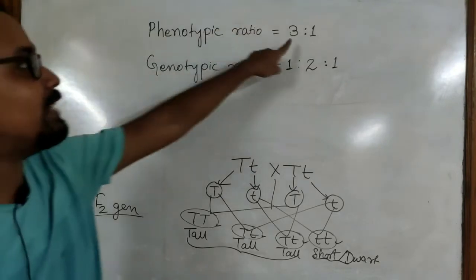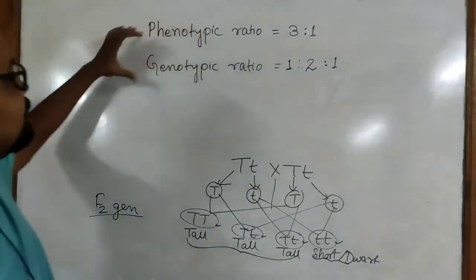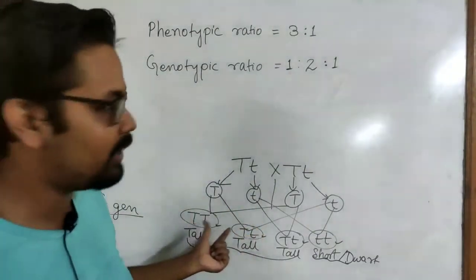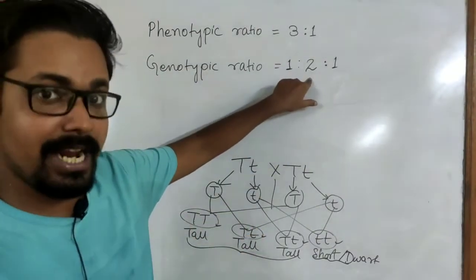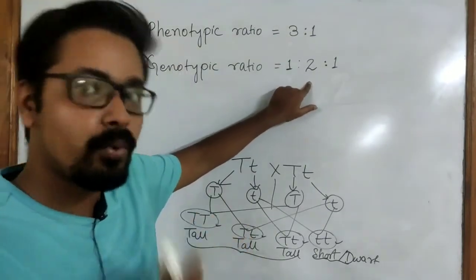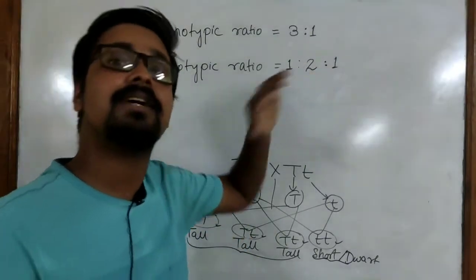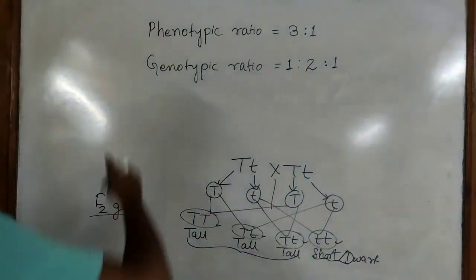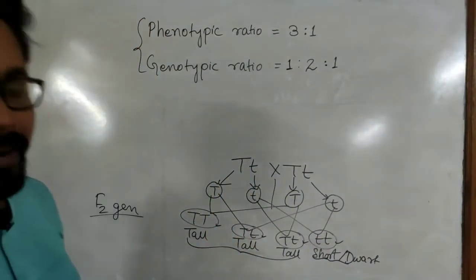This is our phenotypic ratio: what we can see, three tall plants, one dwarf plant. And this is the genotypic ratio, where one is pure tall, homozygous tall, both capital T, capital T. Two are heterozygous, one capital T, one small t. And one is homozygous in the recessive character, that is dwarf, small t, small t. So these are the two important outcomes of Mendel's experiment.